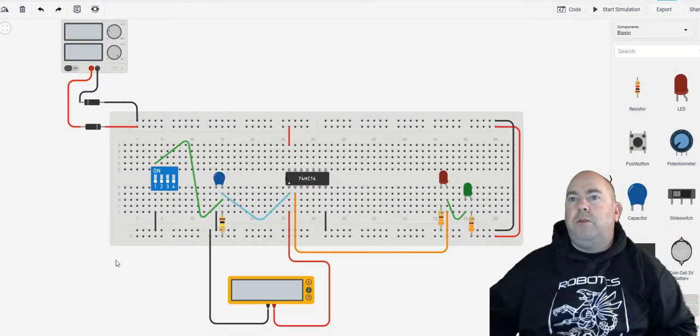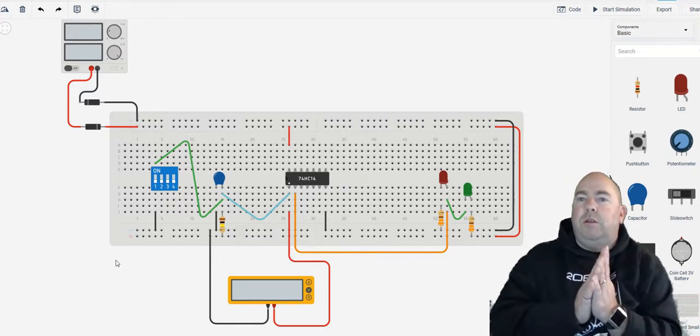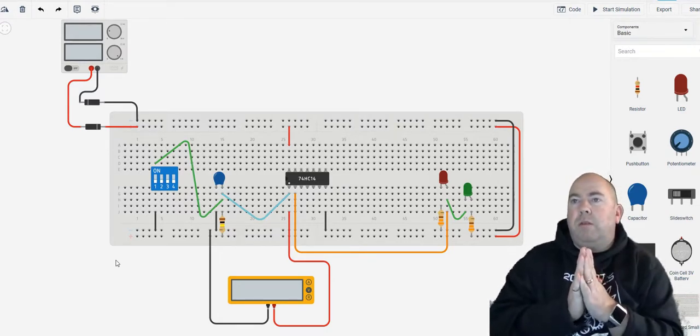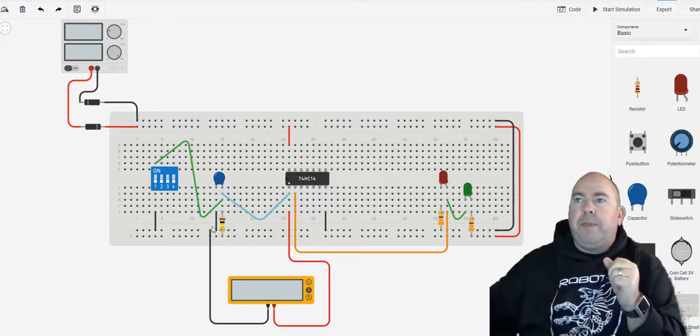So here we are demonstrating the bistable multivibrator. So this is part A of the multivibrator lab. So the setup I have here, I have the Schmitt trigger inverter. So that is the HC14 chip. I've got a dip switch. This is connected a little bit differently than we normally do. So this is just basically a dip switch connecting to ground or 0 volts. I have a wire that goes over here.